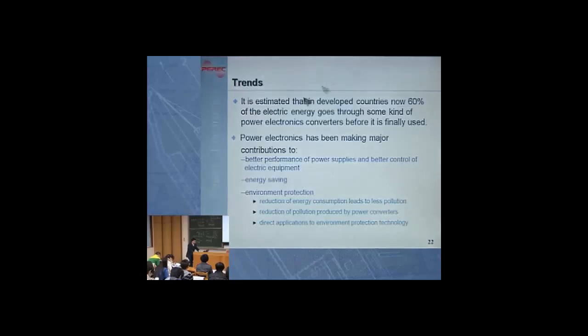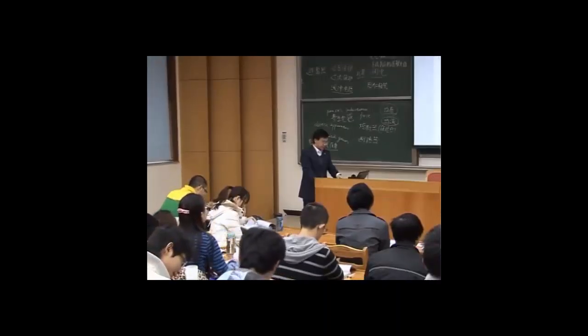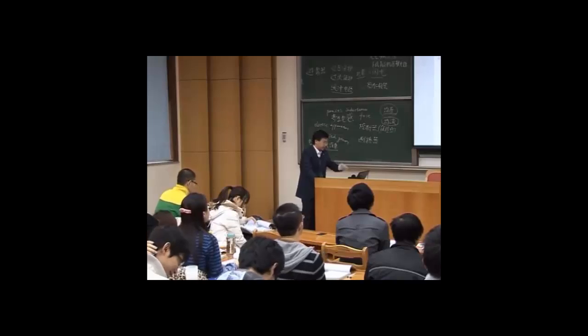The basic trend is that it is estimated that in developed countries 60% of electric energy goes through some kind of power converter before it is finally used. Power electronics has been a major contributor to better performance power supplies and better control of electric equipment. It can provide energy saving and environment protection. I will not go through that.